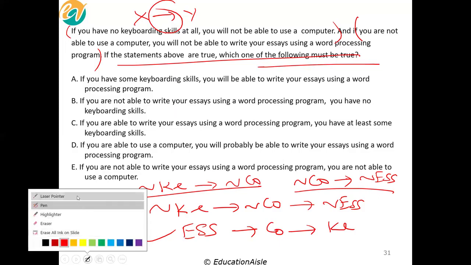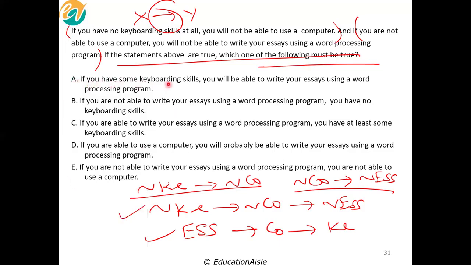Let's look at Alpha. If you have some keyboarding skills, notice some keyboarding skills is this, and the relationship always goes from left to right. But is this relationship going anywhere to the right? In other words, from this, we cannot conclude anything. So Alpha is gone. How about Baker? If you are not able to write your essays using a word processing program, not able to write your essays is this. Again, can we conclude anything based on this? No, because it's not going anywhere to the right. So Baker is also gone.